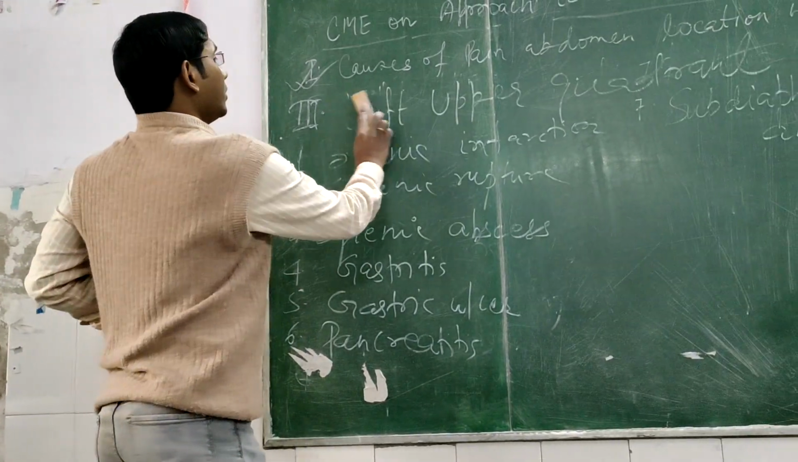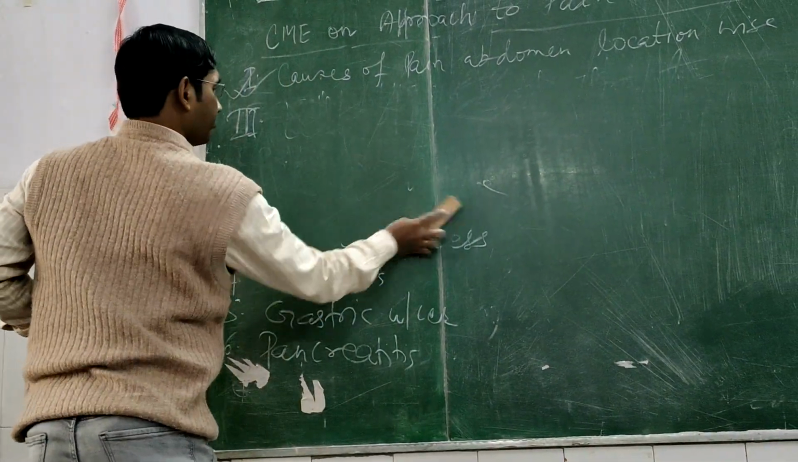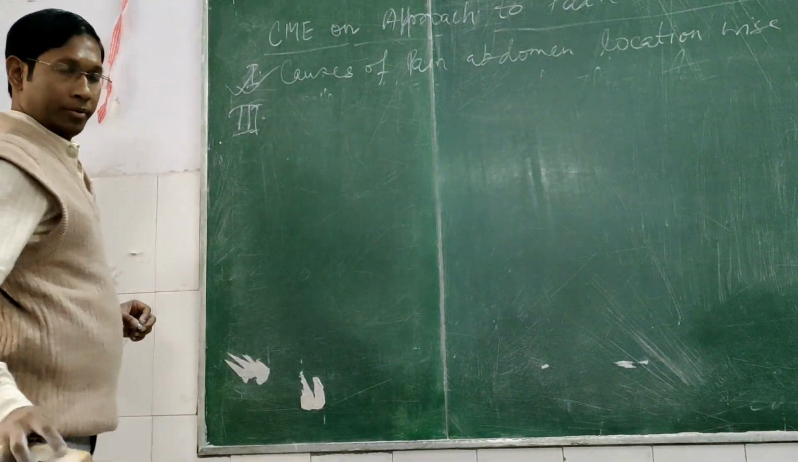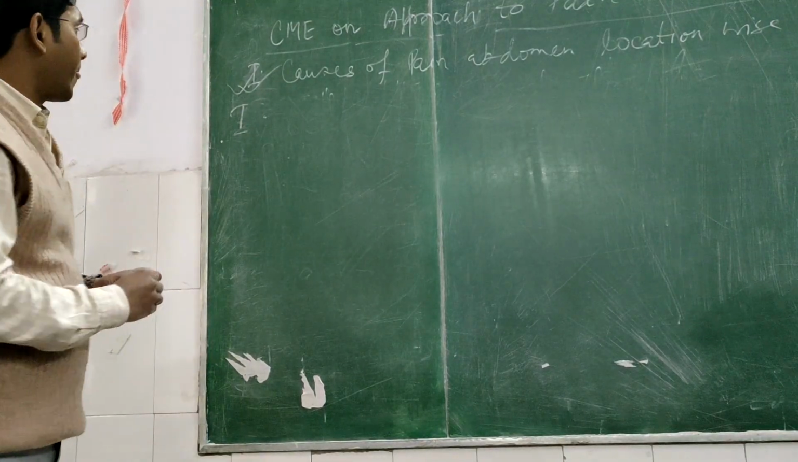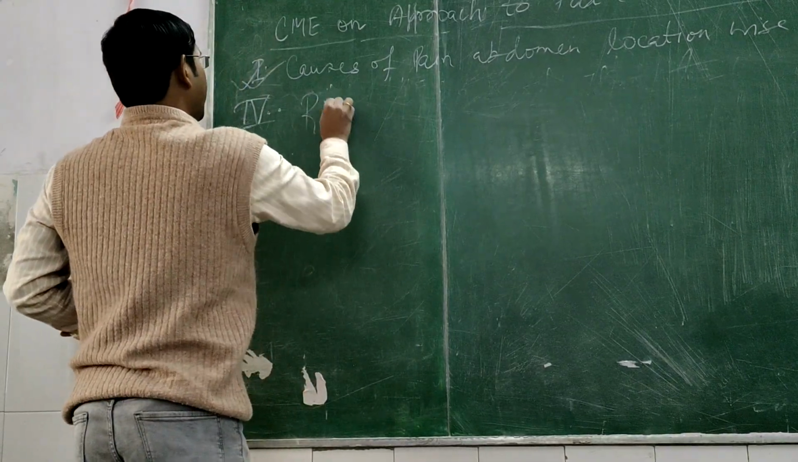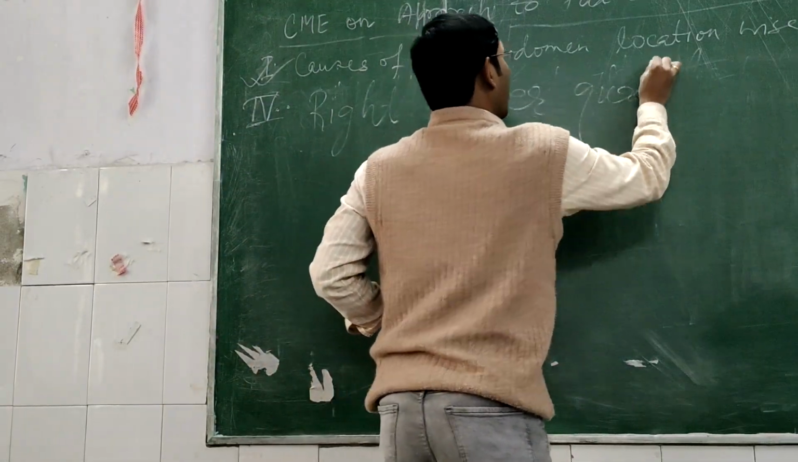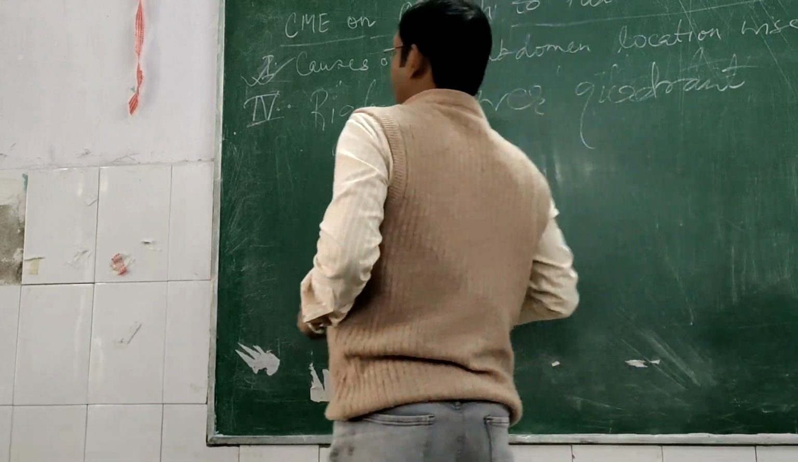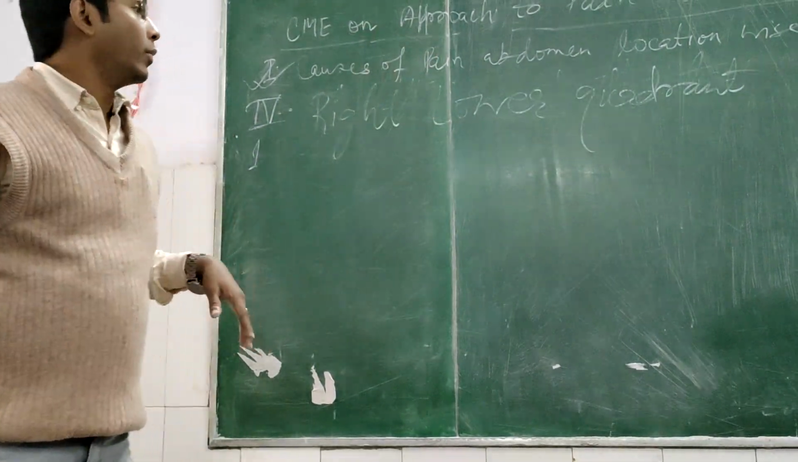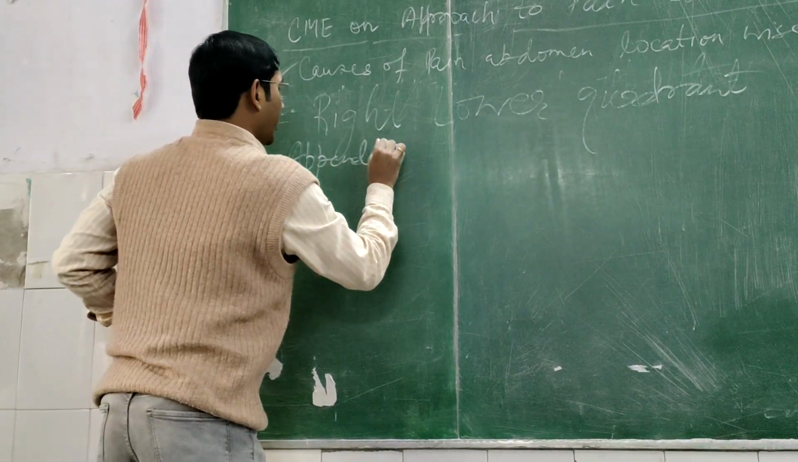Now, the right lower quadrant. Pain abdomen, causes of pain abdomen, right lower quadrant. What will be the causes? Appendicitis.